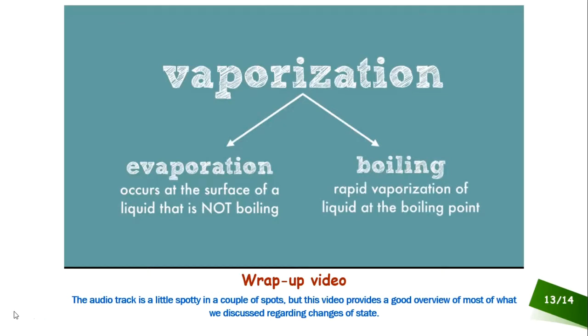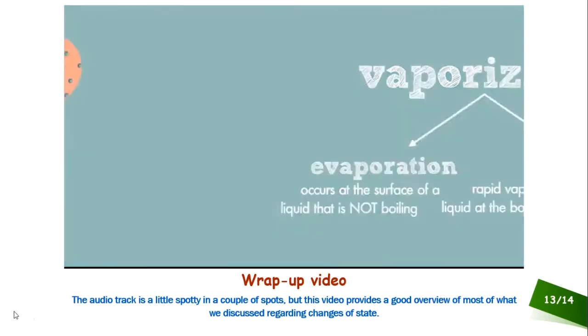Boiling is the rapid vaporization of liquid at the boiling point. In this case, you would either add heat or lower the external pressure on a liquid to get to the boiling point very quickly. Both methods make vapor, but boiling is much faster. Now back to the phase changes.